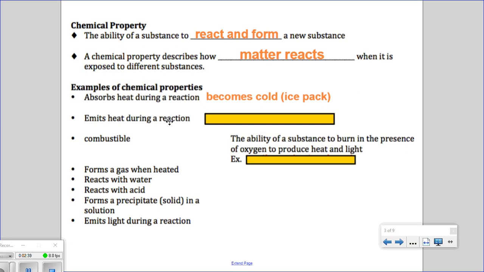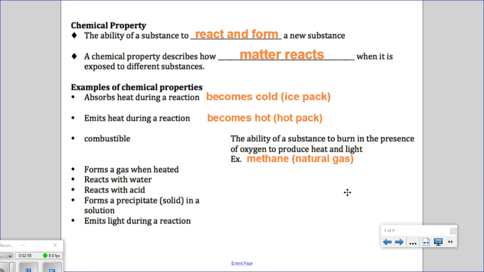Another example would be emitting heat during a reaction, or becoming hot, the opposite of the ice pack, which is the hot pack. Same idea. Something is combustible if it has the ability to burn in the presence of oxygen to produce heat and light. For example, methane, which is also referred to as natural gas. Natural gas in the presence of oxygen and a spark or a flame will combust to produce new substances.